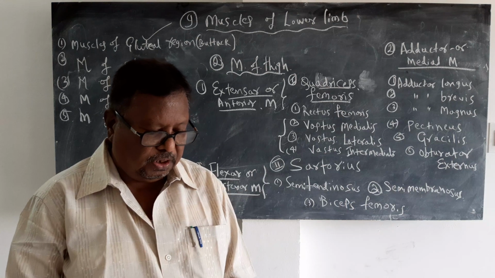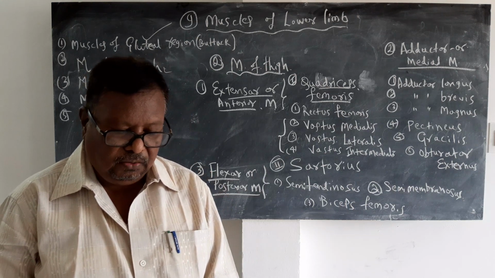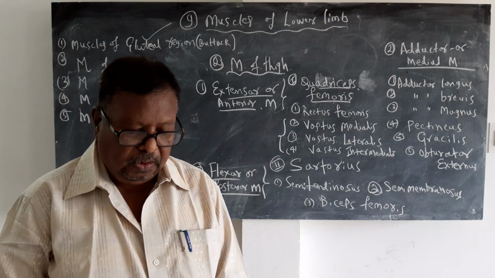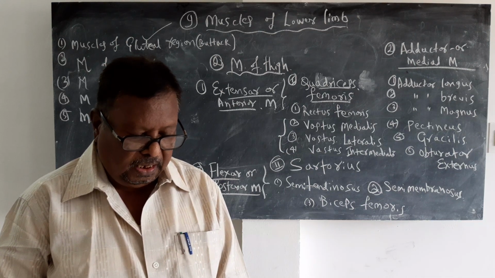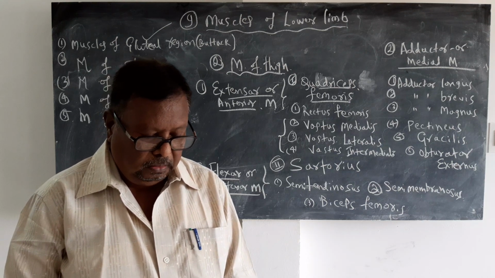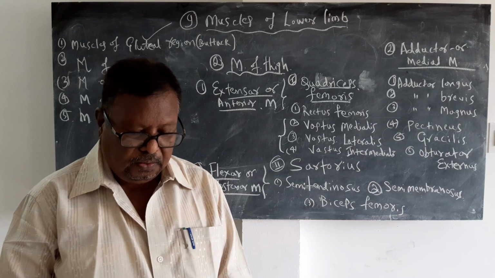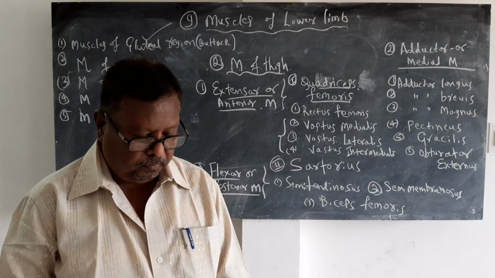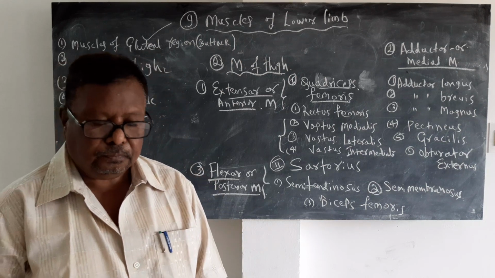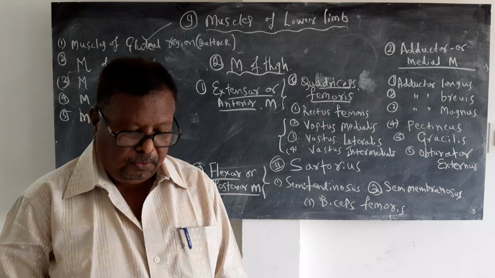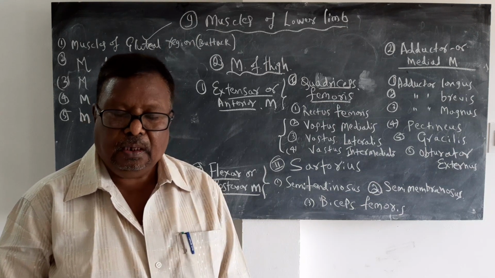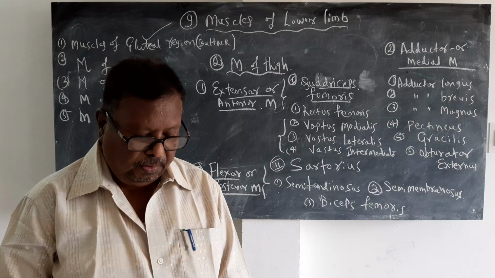Coming to the adductor brevis, the second one, it is a flat triangular muscle found on the inner side of the thigh that runs from the pubis to the medial aspect of the femur. Then origin: anterior body of the pubis and inferior pubic ramus. Insertion is the linea aspera of the femur bone.